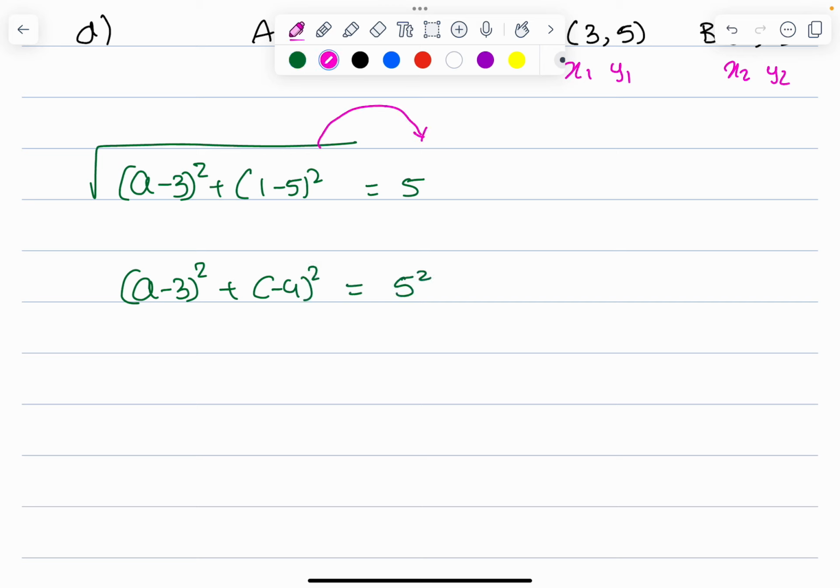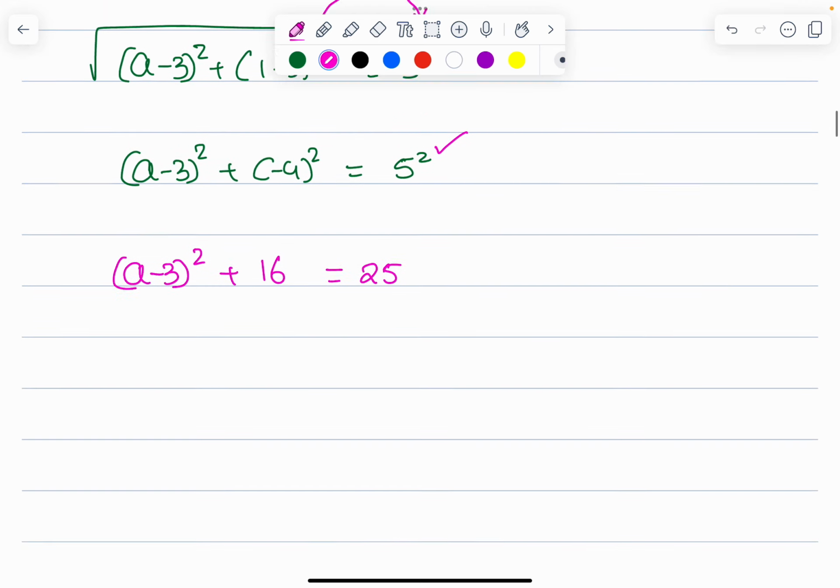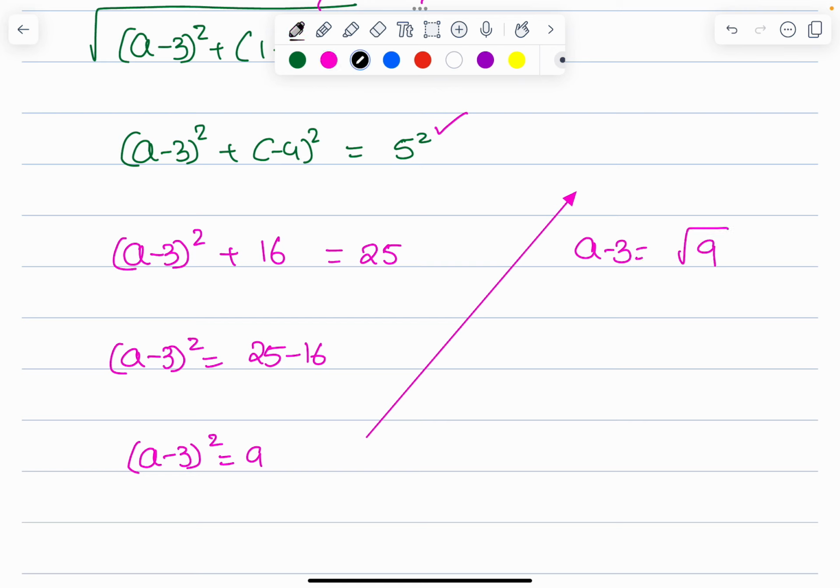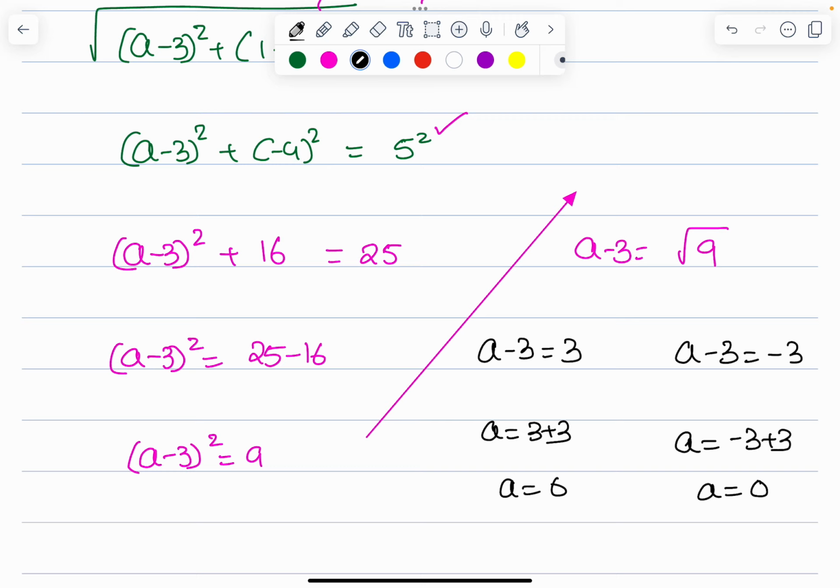When I move the square root to the other side, it becomes square. So it becomes (a minus 3) whole square plus 16 equals 25. (a minus 3) whole square equals 25 minus 16, which is 9. Then a minus 3 equals square root of 9. What is square root of 9? It is either positive 3 or negative 3. So a equals 3 plus 3, a equals 6, or a equals negative 3 plus 3, a equals 0.